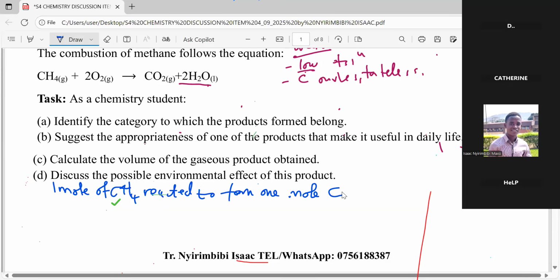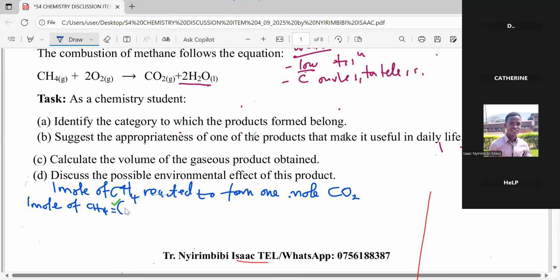Yes, continue. Then 1 mole of CH4 is equal to its molar mass. Then also the other side. What is the molar mass? The molar mass, we have to calculate it, right? How do you calculate it?